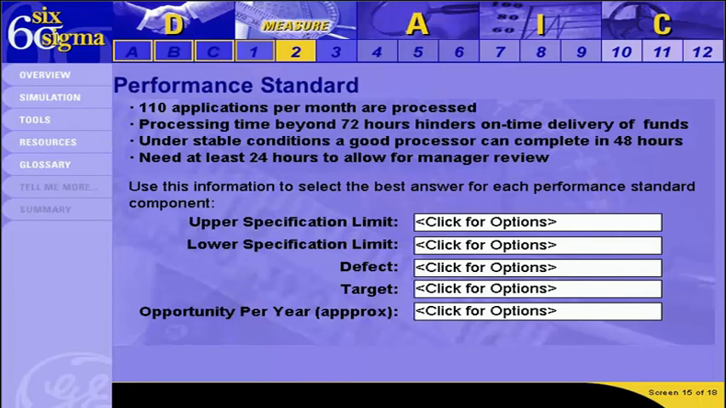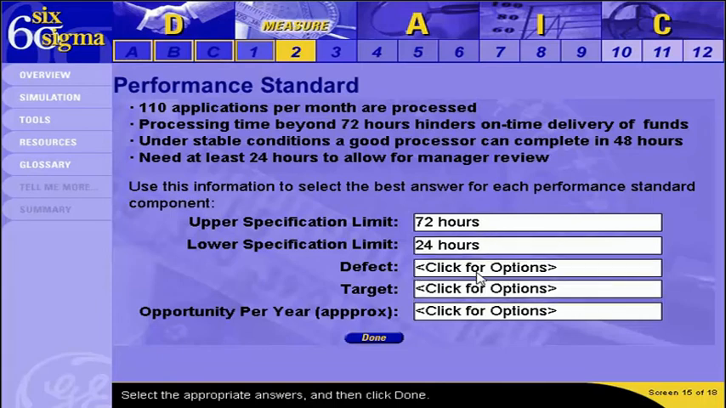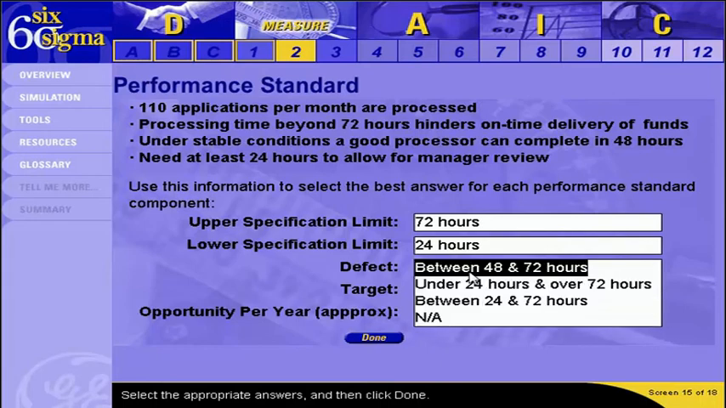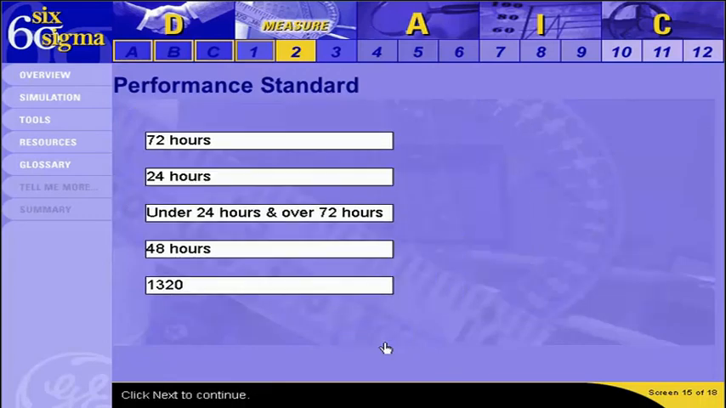So here's what we know from the customer. Let's wrap up this performance standard. First, I want you to try it yourself. Use the information we've gathered to select the specification limits, target performance, and defect opportunities per year from the drop-down lists. These are your answers. Let's talk about each component and you can see how you did.